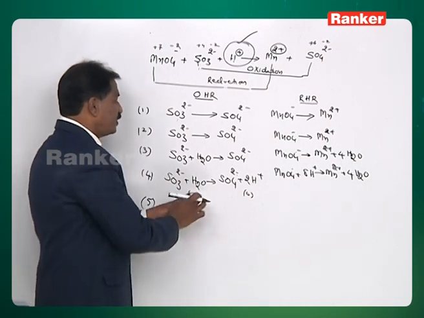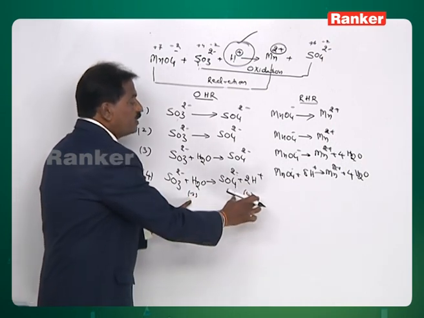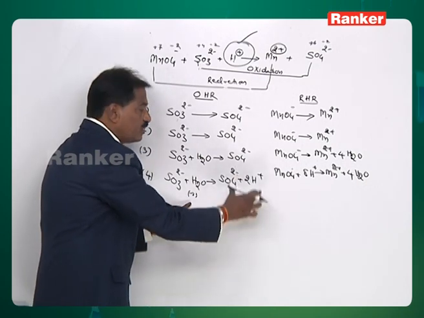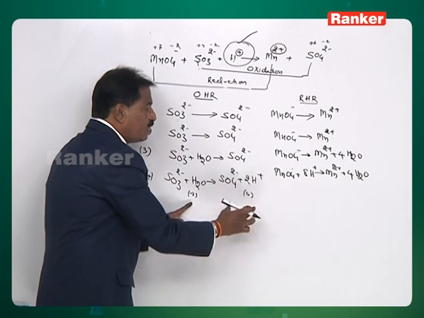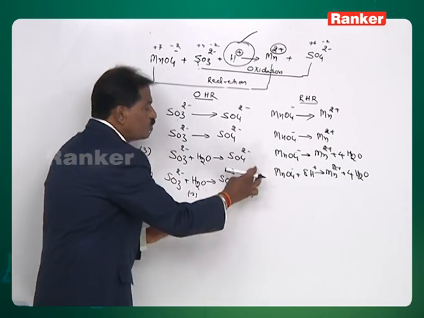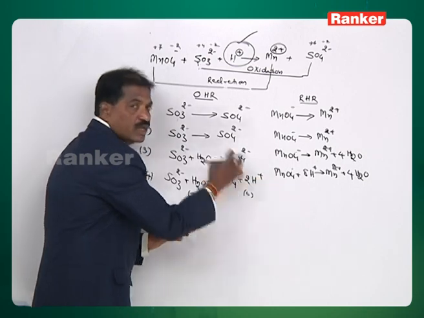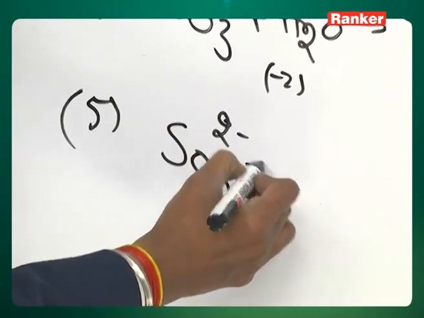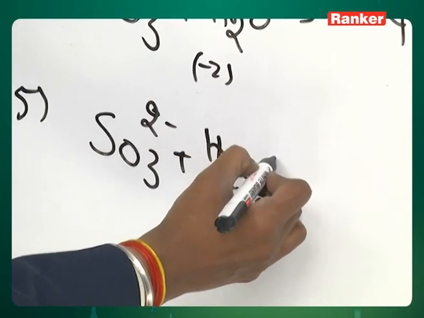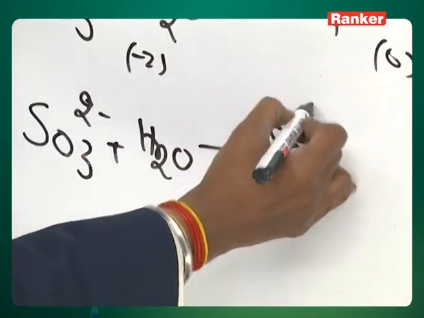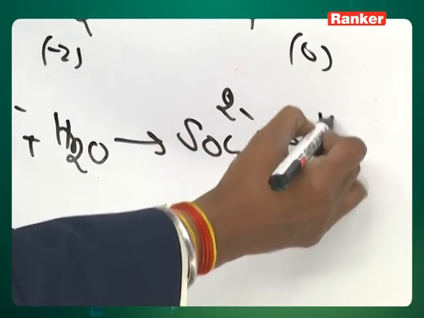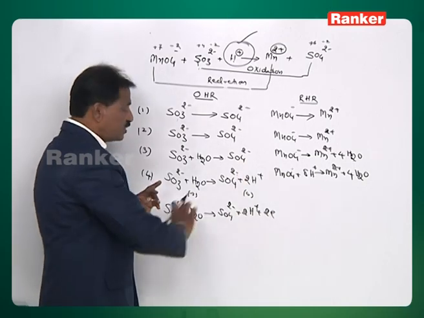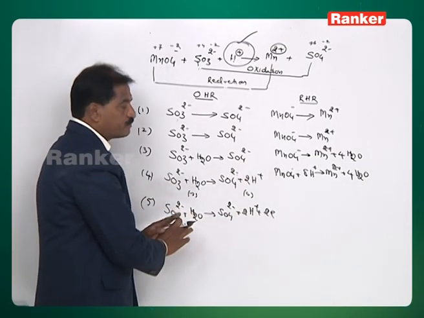Here 2 units of extra negative charge is present. Therefore, here we need 2 units of extra negative charge. Hence, add 2 electrons. For each negative charge you require, add 1 electron. Here we need 2 negative charges. Therefore, add 2 electrons. SO3 2 minus plus H2O gives SO4 2 minus plus 2H plus plus 2 electrons. Now you count the total charge here and this side, they will get balanced.